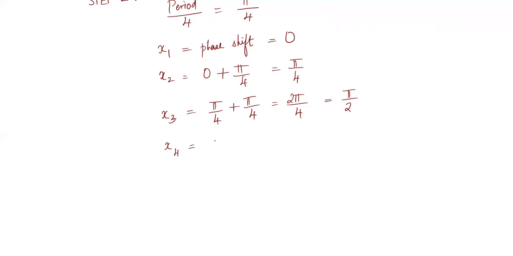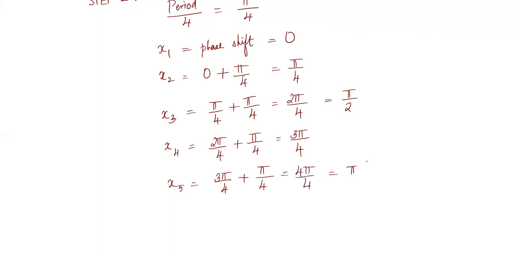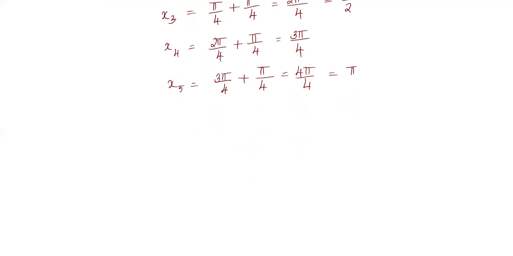X4 will be X3, which is 2 pi over 4, plus the pi over 4. That's 3 pi over 4. And X5 will be this 3 pi over 4, the previous point, plus the pi over 4, which is 4 pi over 4. And reduce that to get your pi. And quickly look at it, and you see that it's 0 through pi. Okay. And then we are now ready for step 3, which is the table.